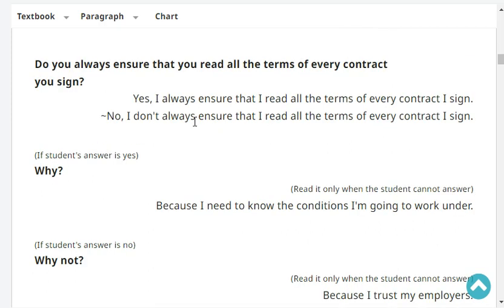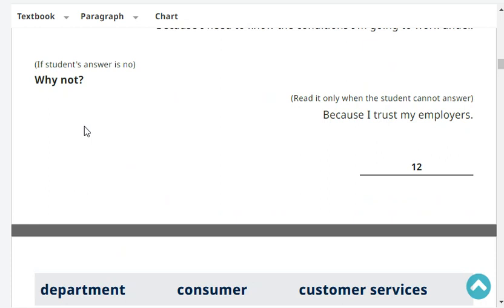Do you always ensure that you read all the terms of every contract you sign? Yes or no? No, I don't always ensure that I read all the terms of every contract I sign. Why not? Because it's very complicated to read all the contents of contracts. That's correct. Anyway, they will explain to you the basic details. Very good. Okay, next.